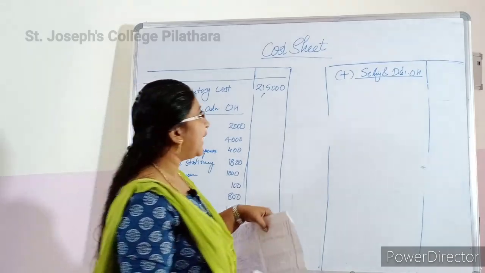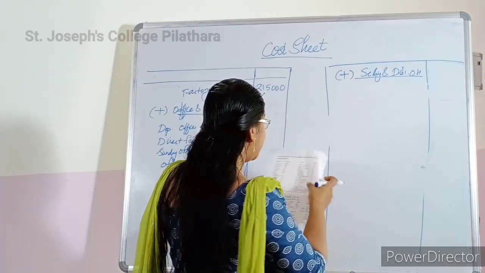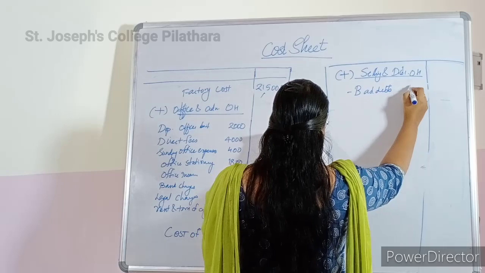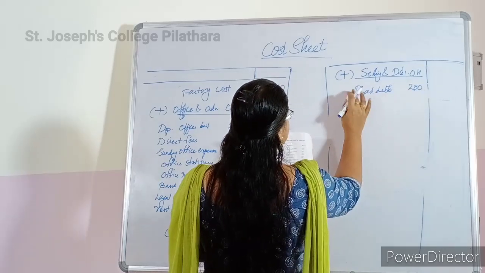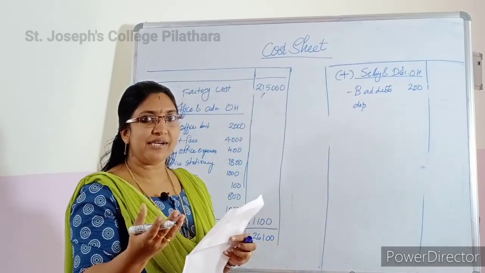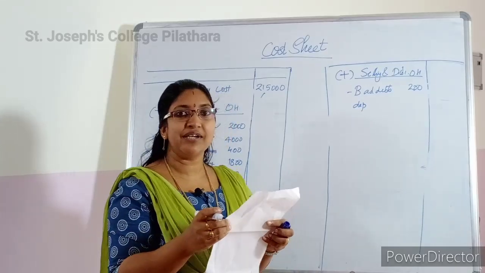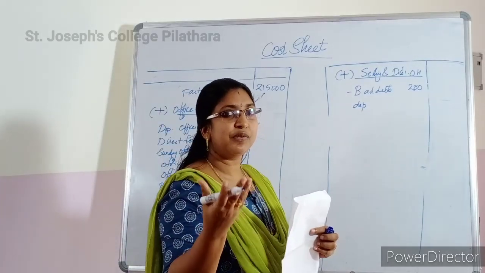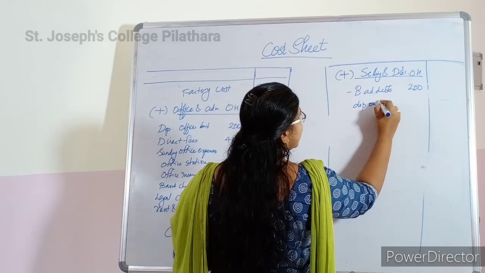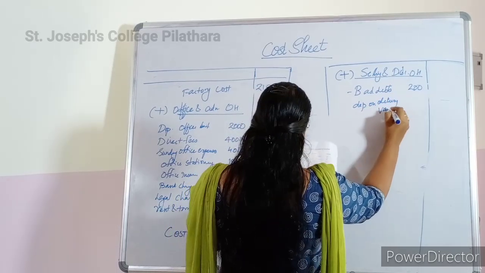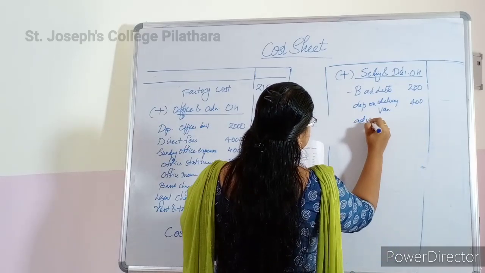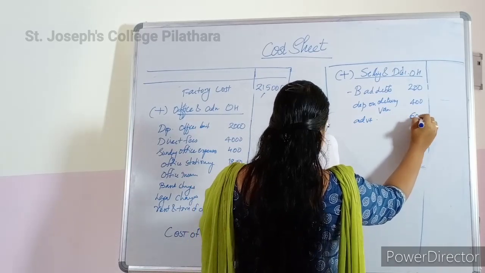Now to the cost of production, you will add up the selling and distribution overhead. One by one you can see what the selling and distribution overheads are. Firstly, bad debts amount to 200. Then next, depreciation on plant and machinery and depreciation on office building are already adjusted. Now depreciation on delivery van. This delivery van is basically concerned with the sales. After the goods are finished, for transferring the finished goods, we depend upon the delivery van. So it will come under the selling and distribution overhead. So depreciation on delivery van amounts to 400. Then advertising charges, given in the question, 600.